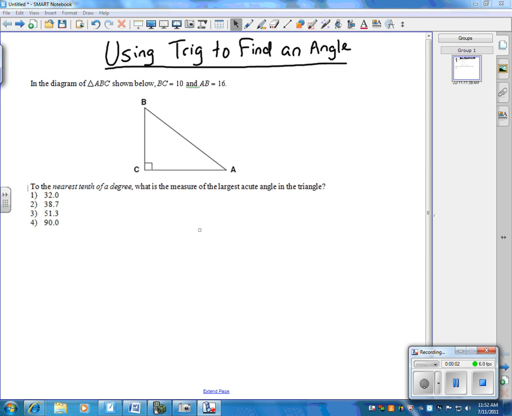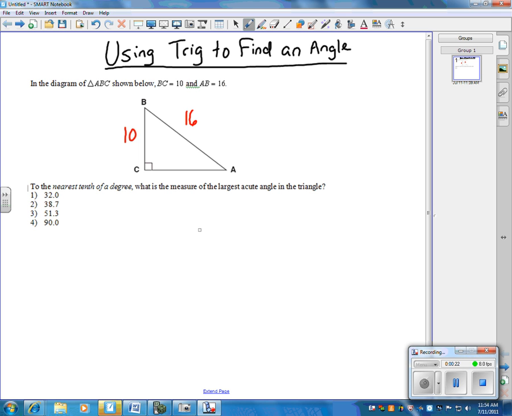Today we're going to be looking at using trig to find a missing angle. So the top part of this question says, in the diagram of triangle ABC, shown below, BC equals 10 and AB is 16. So I'm going to start by labeling. BC is 10, AB is 16.